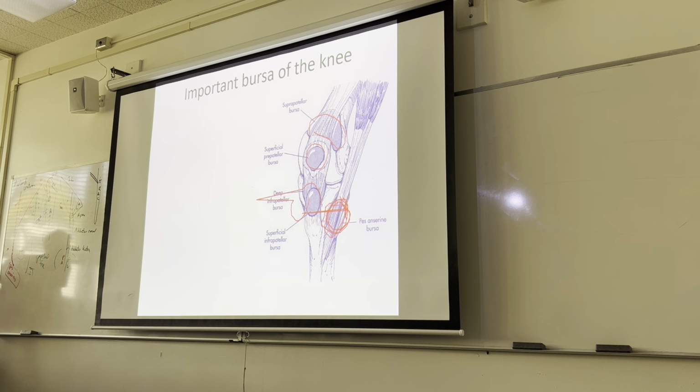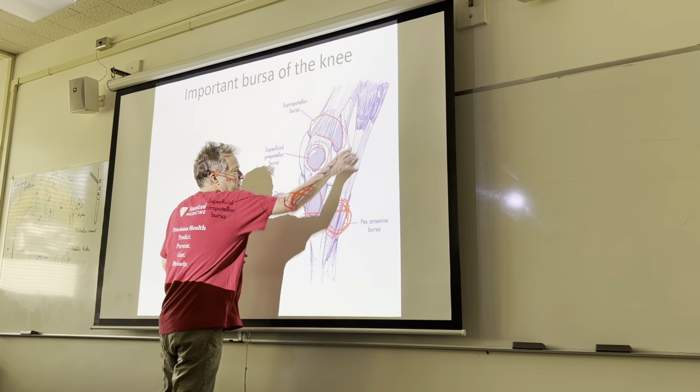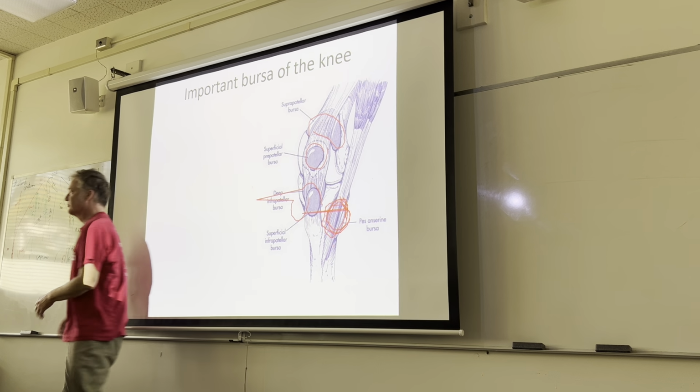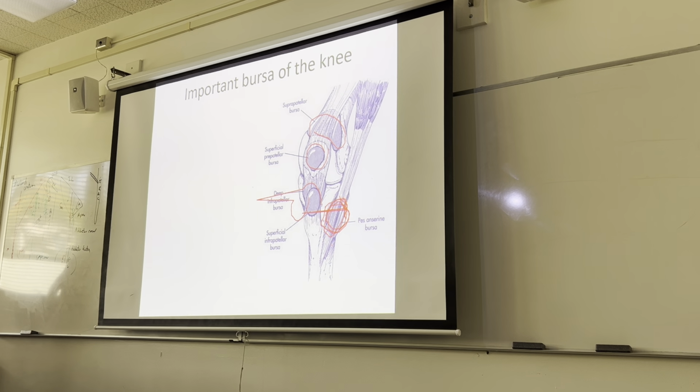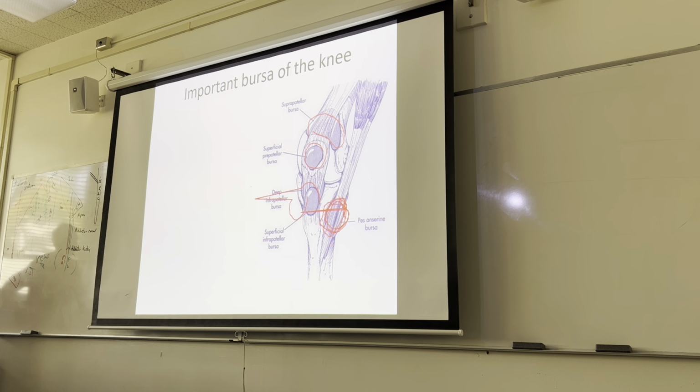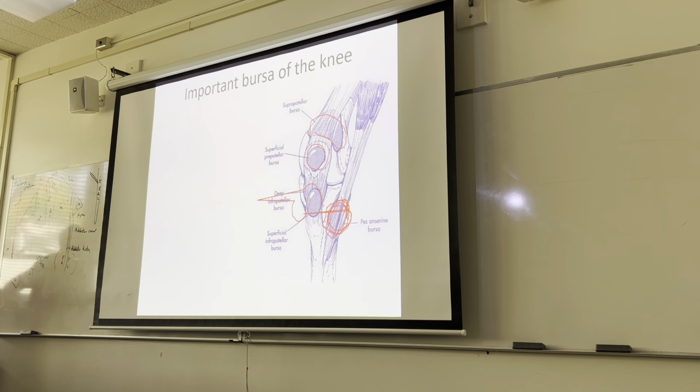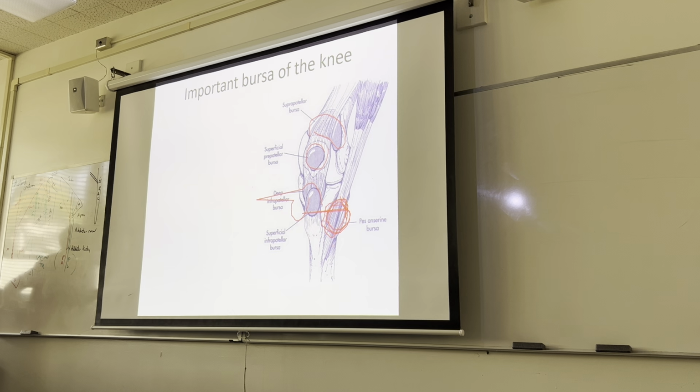Weird. Anyways, you're not really going to see these in the lab because after fixation, it's unfortunately kind of messed up. But you could imagine how they're nicely positioned to reduce friction for all these little moving parts of pes anserinus tendons or the patellar ligament. Any bursa can become inflamed, and then you end up with a situation called bursitis, which, like I just described in my case, is quite painful and limited my ability to move.